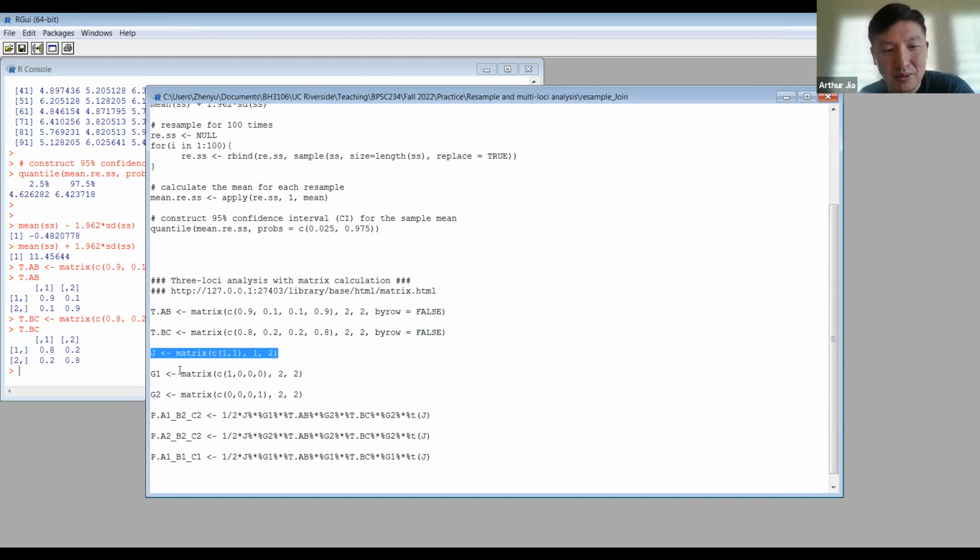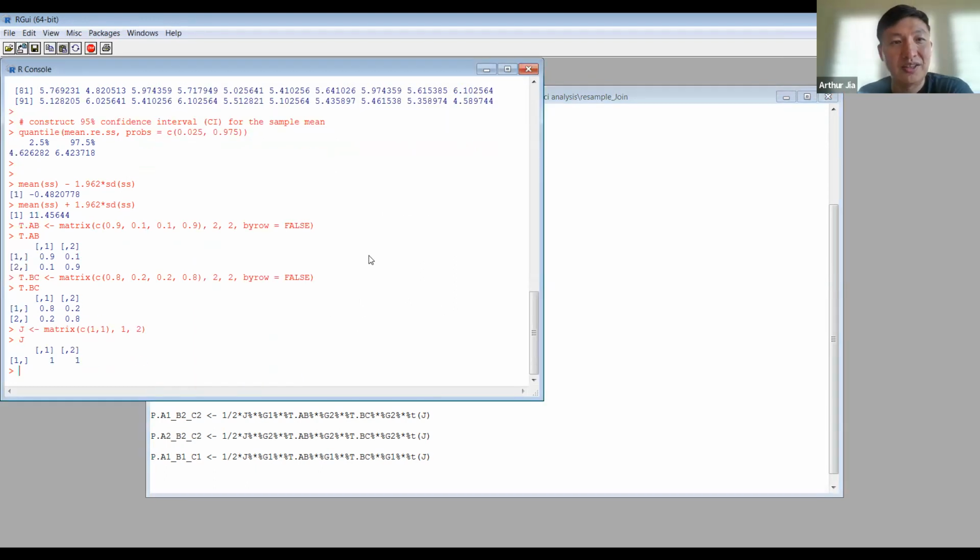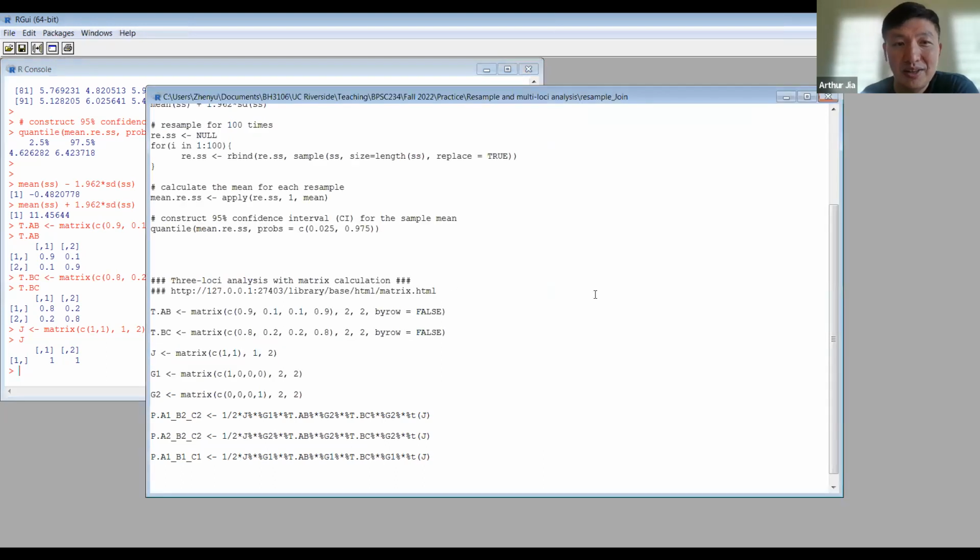Okay, so this is how we define the J vector. J is just the unity vector that can help us facilitate the matrix calculation. So if you cannot understand this now, go back to the lecture slides to make sure you understand the role of this J matrix or J vector.